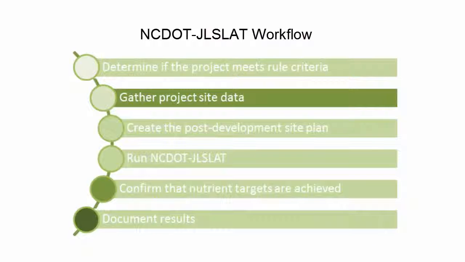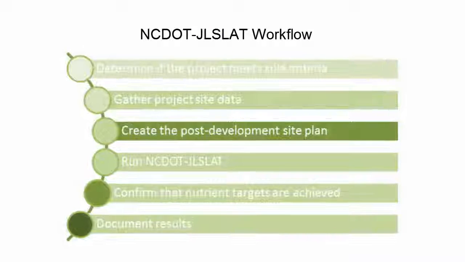Assuming that all 4 criteria do apply to your project, the second step is to gather site-specific data. A summary of data needs will be discussed in more detail later in this video. The third step involves developing a plan for the post-development condition. In this step, details regarding drainage and routing, BMP type, size and placement, and land cover are sorted out.